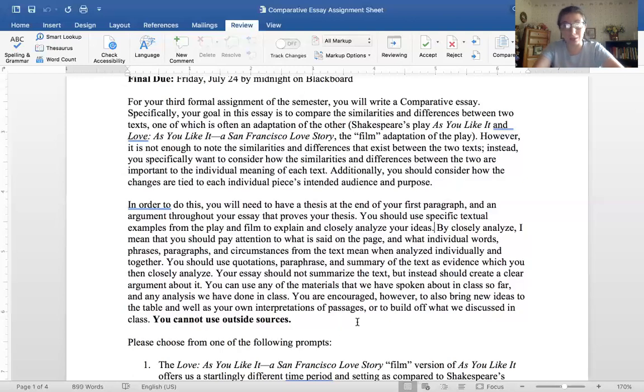You cannot use outside sources. I know it's really tempting because you're writing about a Shakespeare play, and there are sources out there about this play.